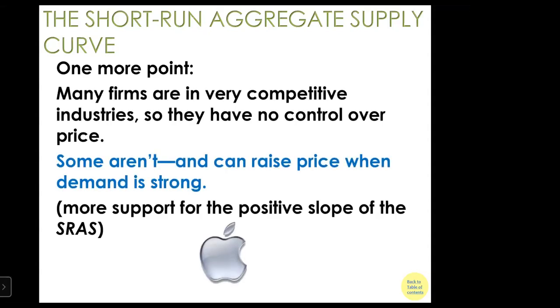In reality, there are things that make the sticky wage issue stronger. Why is that? Because in reality, we have many firms, and in some sense, there are some firms that can adjust their price. If that's the case, that's going to make the slope of the short run aggregate supply curve even more positive.